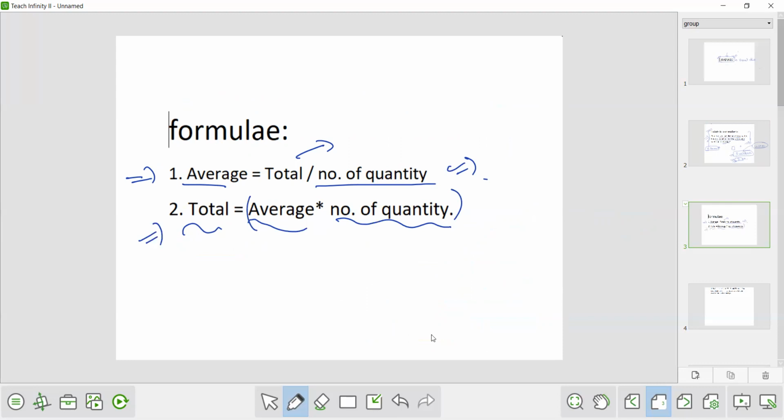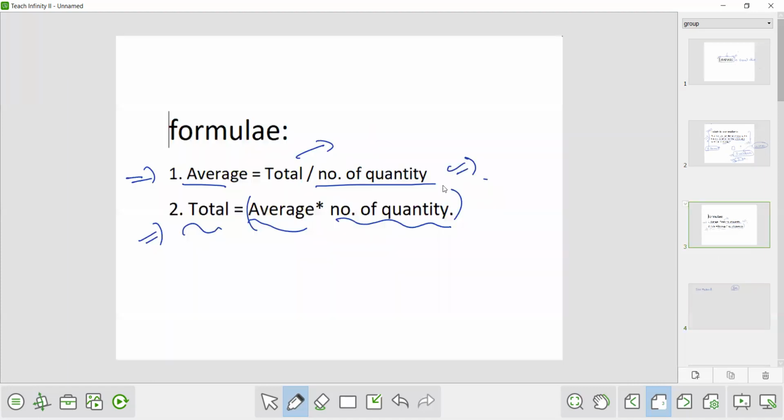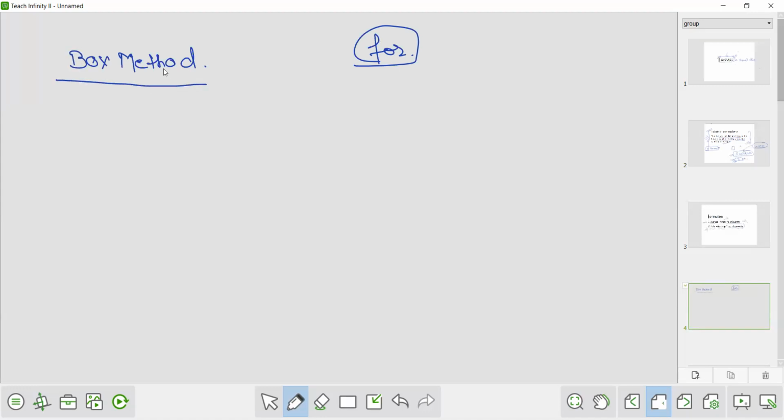Okay, so in this average chapter there are 2 methods. One is the box method and another is the formula method, by which you will find the average. The formula method, I have just told you, is that average is total upon number of quantity. Another is the box method. What does the box method say? Suppose there are 5 numbers, 10, 15, 18, 20, 25, and we have to calculate the average of these 5 numbers. First I will explain the box method.